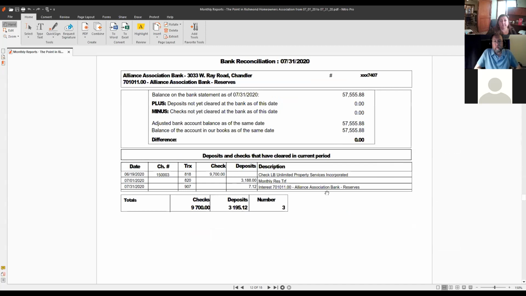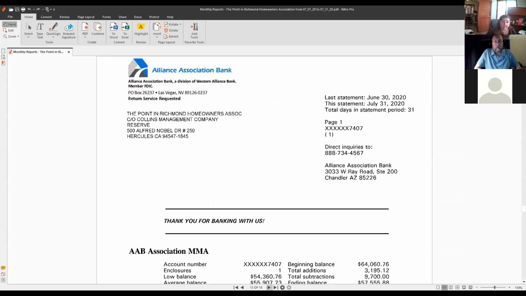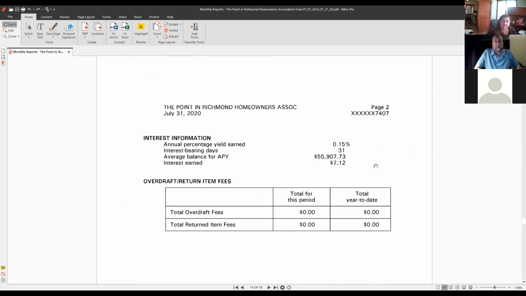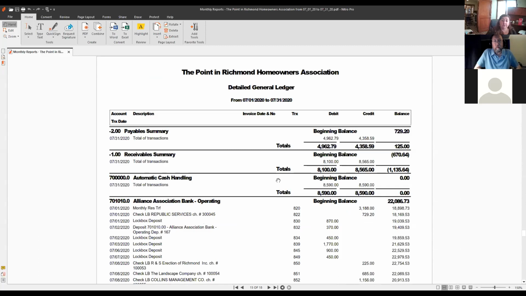Next is the reserve bank reconciliation, basically the same thing we just talked about, but for the reserve account. And then again, the reserve bank statement. And you'll see that reserves actually earn a little bit more interest. And again, it's based on how much money they have in the bank account. Next, you're going to have your general ledger.